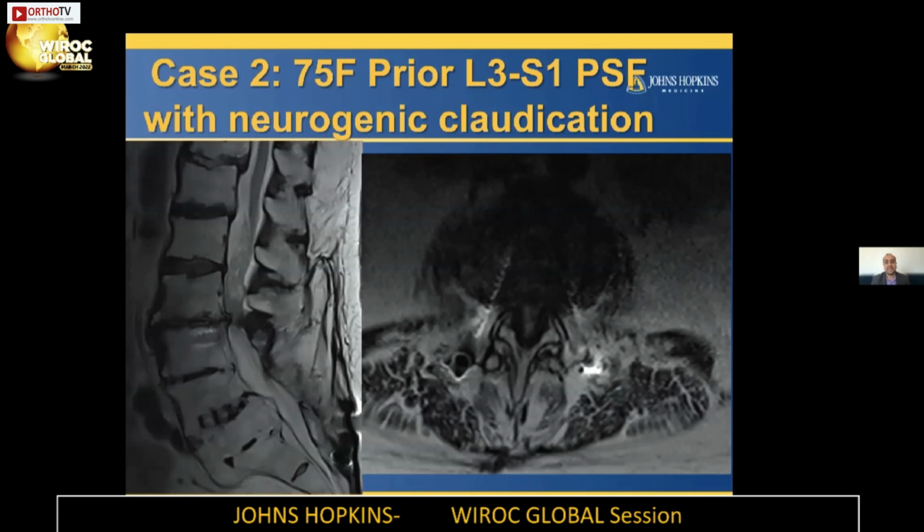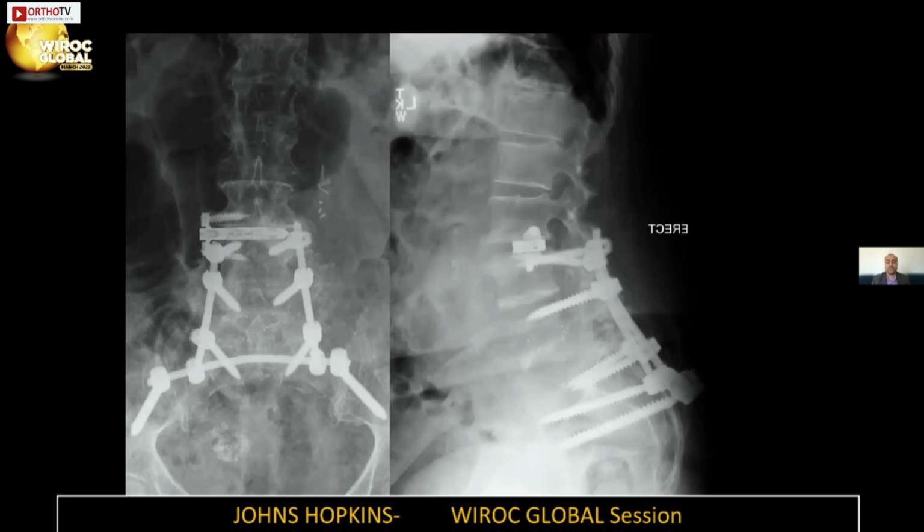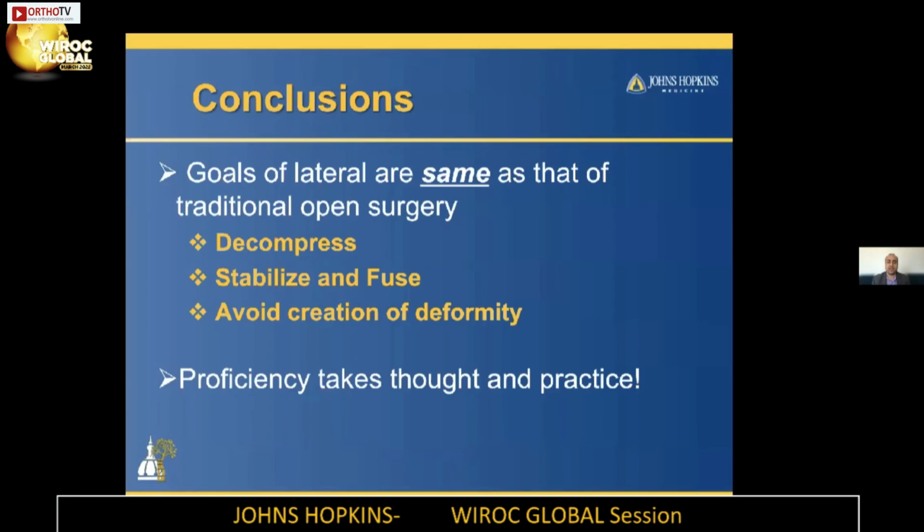Here is another quick example. This is a 75-year-old lady, functionally much more limited, with a prior L3 to S1 fusion. Now she presented with adjacent level degeneration with lateral recess stenosis, with, as you can see, canal narrowing, with neurogenic claudication. That was her primary issue. After about a 30-minute operation, where we performed a standalone single position, lateral only surgery without any posterior fixation, she was able to go home the next day and is now completely pain-free, and her claudication was resolved. So it can be a very effective technique.